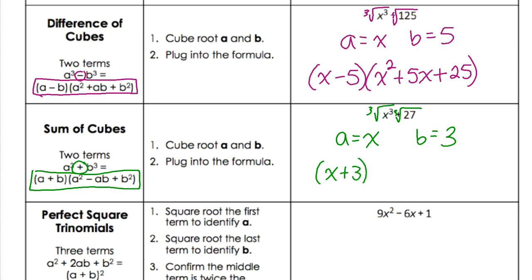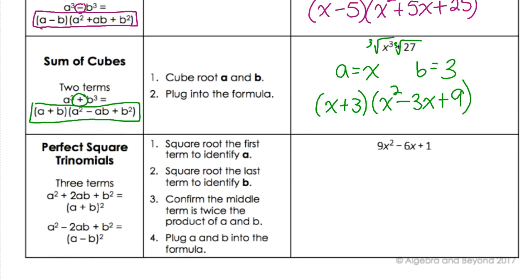You can see that's a difference from up above with the difference of cubes. And then my second factor is a squared, so that would be x squared here, minus a times b, that would be 3x, and then plus b squared, which in this case would be 9. So that is my sum of cubes formula that allows me to factor two perfect cubes that are being added together.